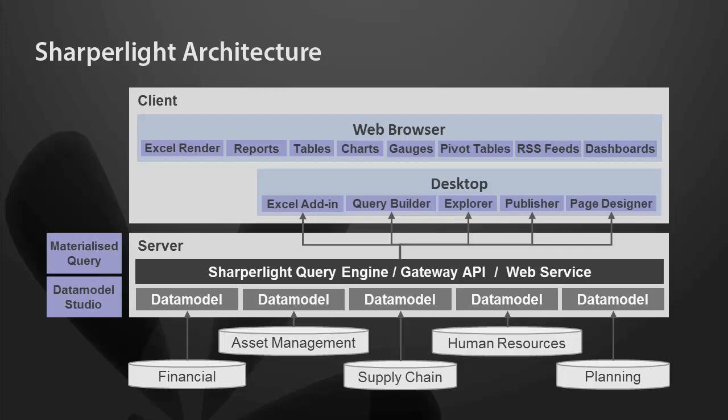A query in Microsoft Excel can be published to the web as a HTML table or a chart, and the same content can then be reused in a dashboard page. The one Sharperlight installation can access multiple systems and provide a common reporting layer.